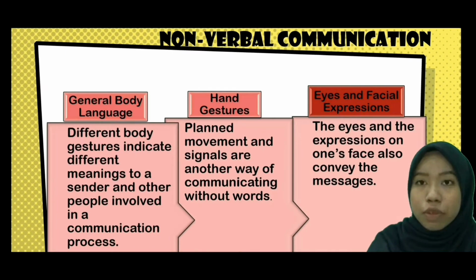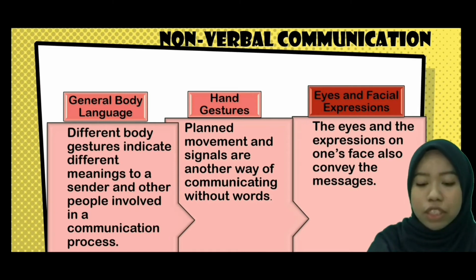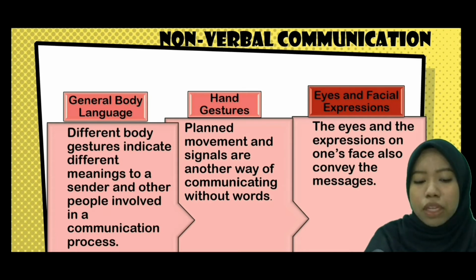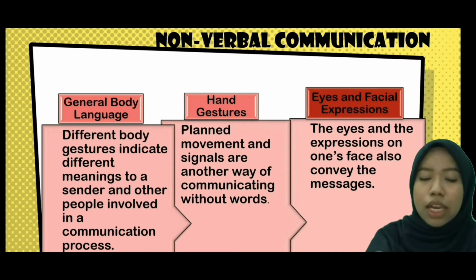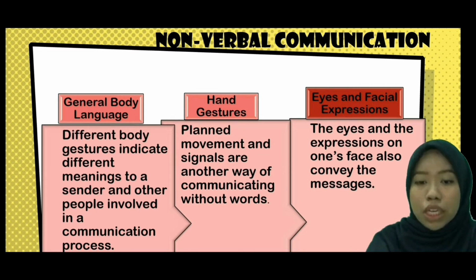Okay, next slide. Non-verbal communication has general body language, hand gestures, eyes and facial expression, psychological changes, use of space, which is proxemics, and appearance. General body language means that different body gestures indicate different meanings to a sender and other people involved in a communication process. Next, hand gestures. It means that plain movements and signals are another way of communicating without words.